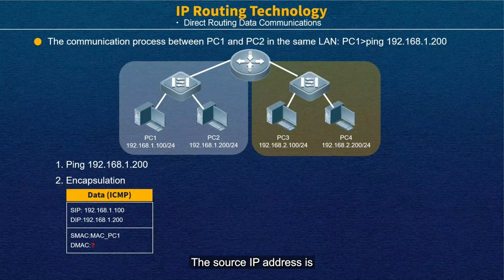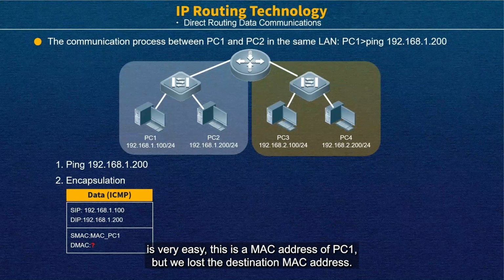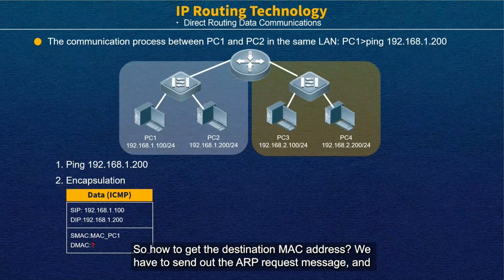The source IP address is 192.168.1.100. The destination IP is 192.168.1.200, the destination IP address from the ping, right? And the source MAC address is very easy. This is the MAC address of PC1, but we lost the destination MAC address. So how do we get the destination MAC address?